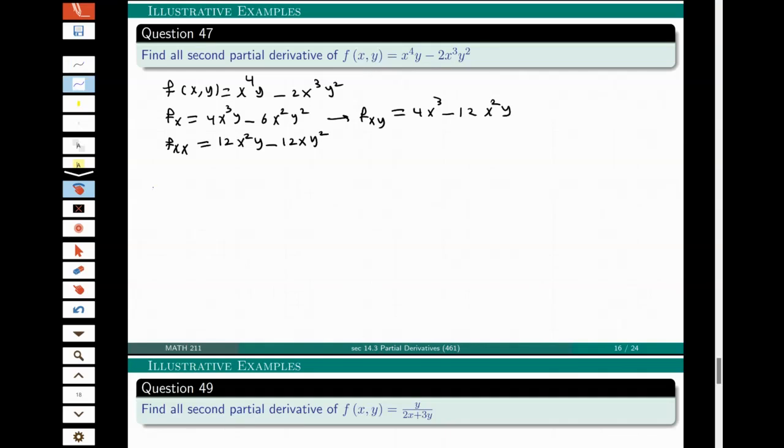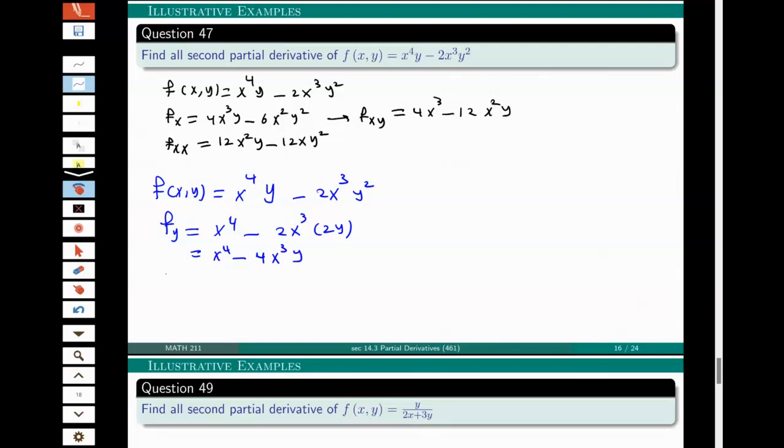Now, doing the same thing, I have f of x y is equal to x to the power 4 y minus 2x cubed y squared. If I differentiate with respect to y, I'll get x to the power 4, because x to the power 4 is constant, minus 2x cubed times 2y. So that will be equal to x to the power 4 minus 4x cubed y. If I differentiate it with respect to y again, I will get 0 minus 4x cubed.